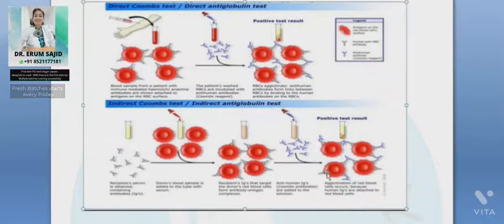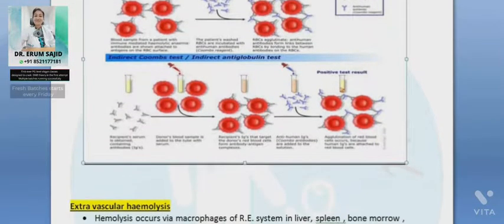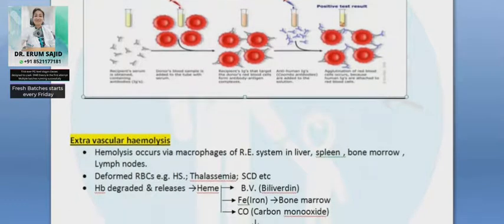And of course, you know about the ICT. If the recipient serum has antibodies against the RBCs of the donor, which will be enhanced by adding the Coombs reagent, it will give a positive test result. As simple as that. That means this recipient is not matching with the donor. Do not transfuse, otherwise she's going to have a very bad acute hemolytic reaction. So watch out for that.